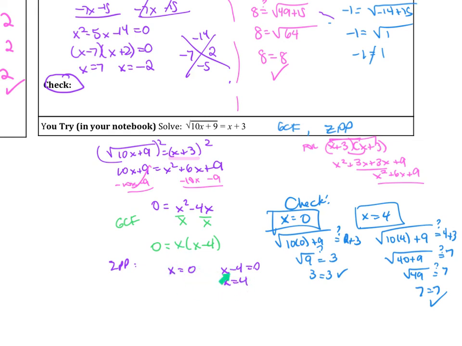Then, these are our solutions, but we have to check to make sure that they work. So plug it into the original. So x equals 0, I plugged it into the square root of 10x plus 9 equals x plus 3. So 10 times 0 plus 9, and all under the square root. Does that equal 0 plus 3? And we find that that works. And the same thing when I plug in x equals 4. That does work as well.